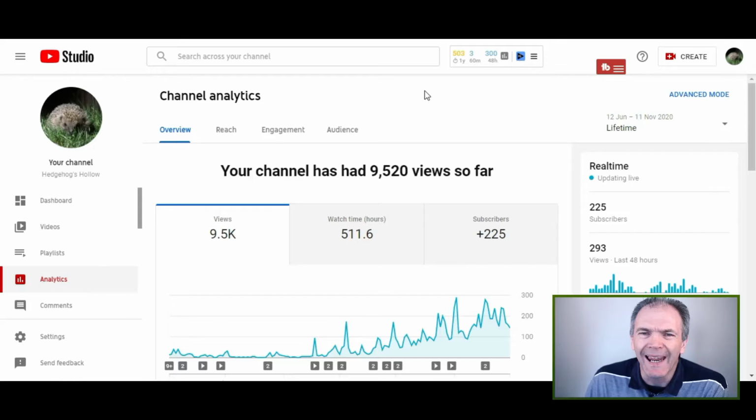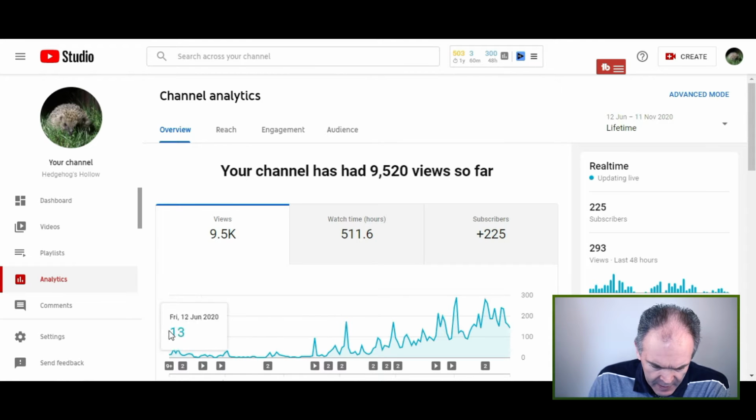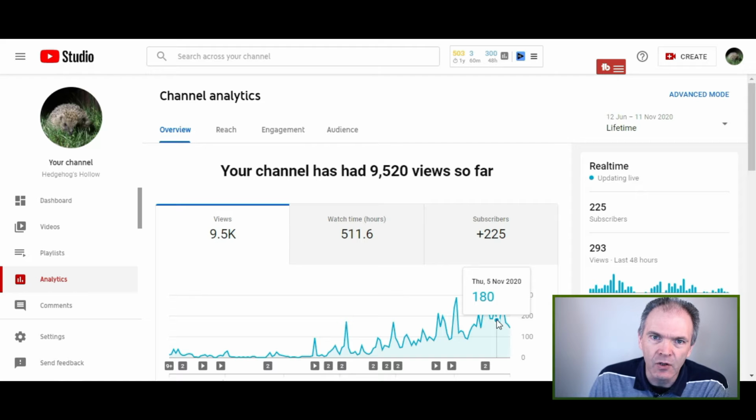So we're going to look at the analytics of a channel called Hedgehog's Hollow, which is another channel that I've run. And if we look at the total lifetime graph, we can see that it more or less splits into roughly two halves. Up until around the 14th of August, it's fairly flat. There's a little bit of activity at the beginning, but it's fairly flat. And after that period of time, there's just this increasing line to the right-hand side here. And it's starting to grow.